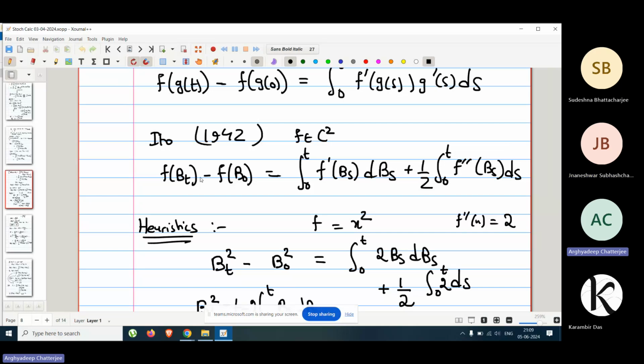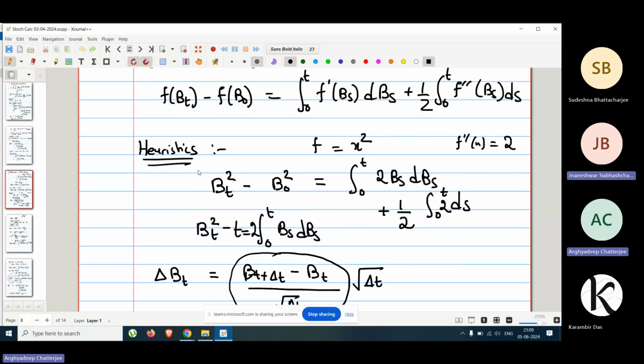But when we want to show it for functions like mod x, then we get deeper things like local time. If you want to go deeper, then we have to go for more general functions. But for a first course, this is the most useful version.